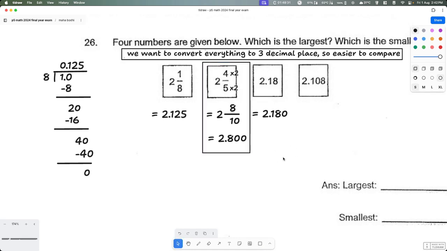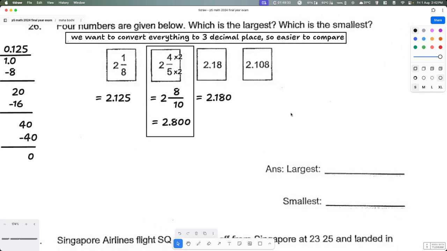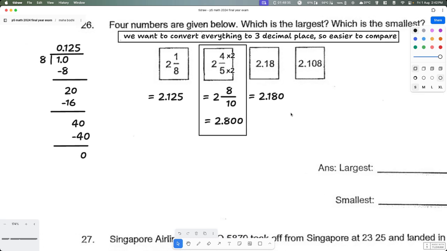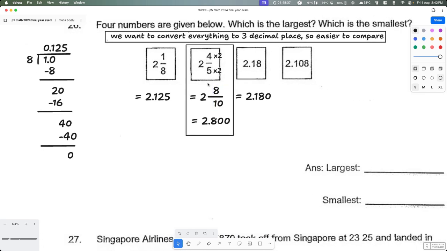All right, so now to compare which one is the largest and which one is the smallest. So the largest is this, 2 4 over 5. So this is the largest. So which one is the smallest? 2.108. So which is this one over here. So this is the smallest.